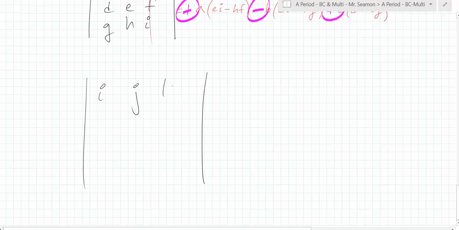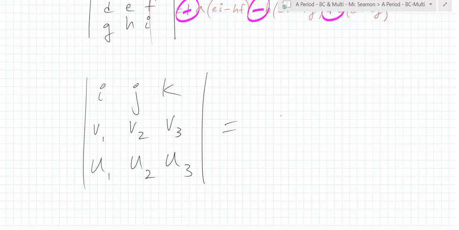I, J, K, V1, V2, V3, U1, U2, U3. If you do the determinant written out like that, do you know what you end up with? You end up with the cross product. Now the question is, there's nuances to this. Remember, I want you to focus on the big ideas. Is there going to be a structural difference between V cross U and U cross V? Yes, there is. Remember how I told you the perpendicular vector can go this way or it can go that way? If you cross one way, it'll go up, and if you cross the other way, it'll go down.